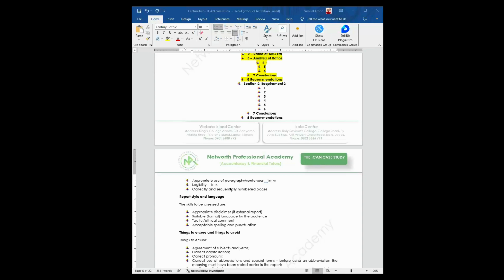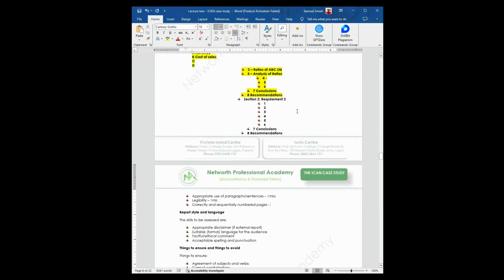Okay, so you have to ensure that your handwriting is very clear. That is 1 mark for using very clear handwriting. And the other one is correctly and sequentially numbered pages.